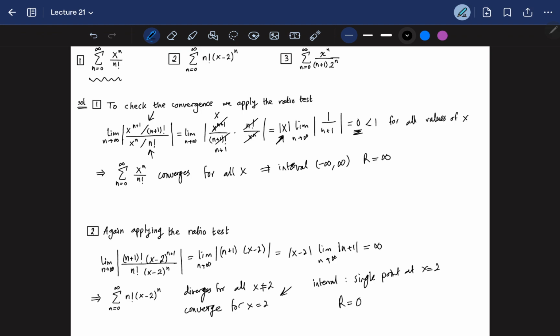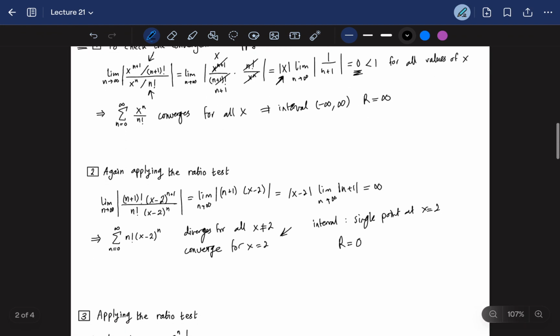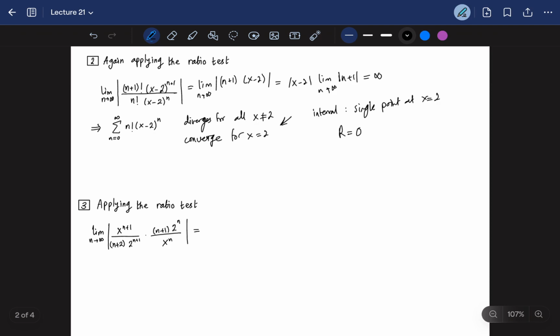And for the last example, I'm still going to use the ratio test and do the keep change flip rule. I'm going to get these two fractions. If we simplify, I'm going to get the absolute value of x times the limit of (n plus 1) over (2n plus 2) as n goes to infinity. If you solve it by any method of limits, L'Hopital's, for example, works, I'm going to get the absolute value of x multiplied by 1/2, so it's over 2.